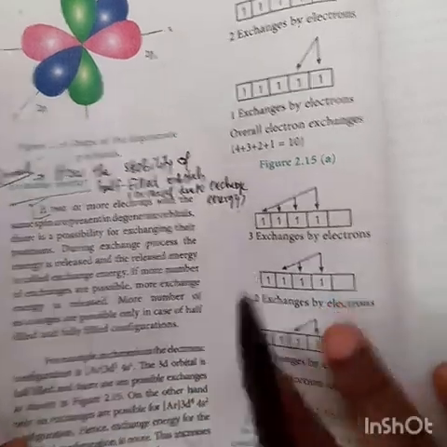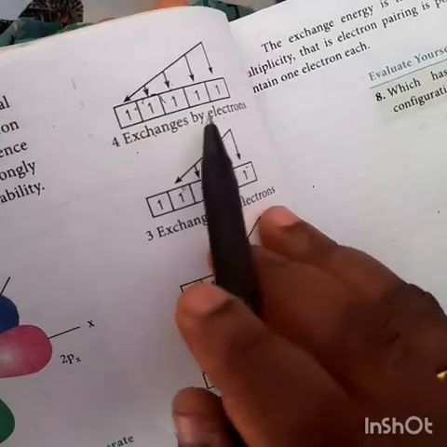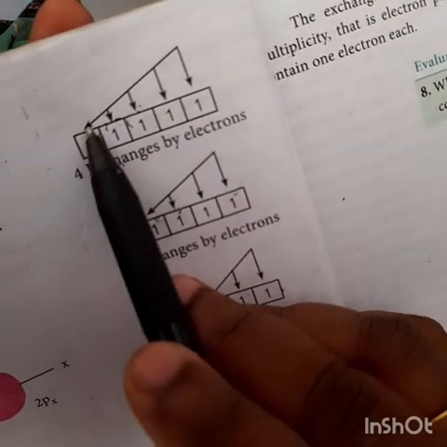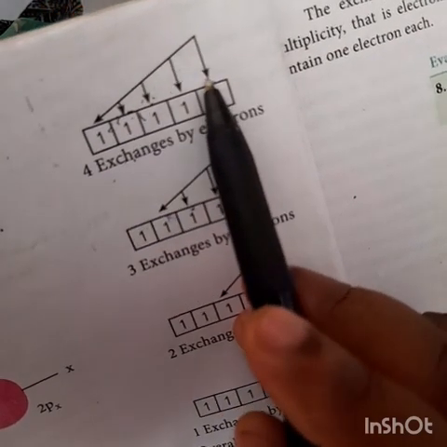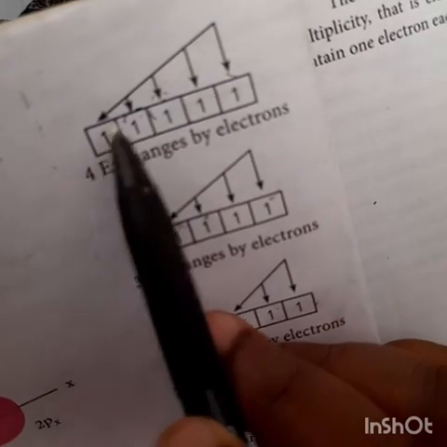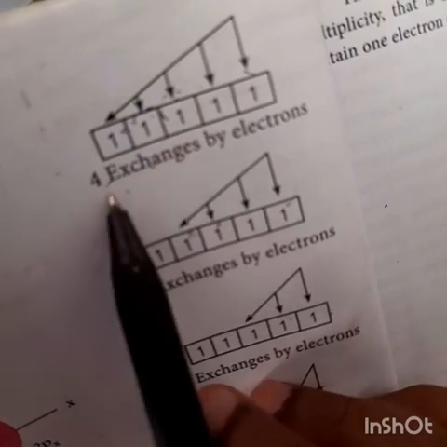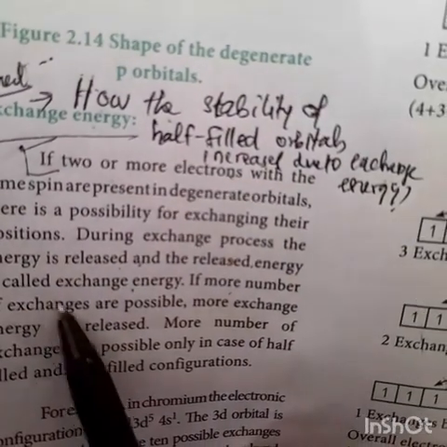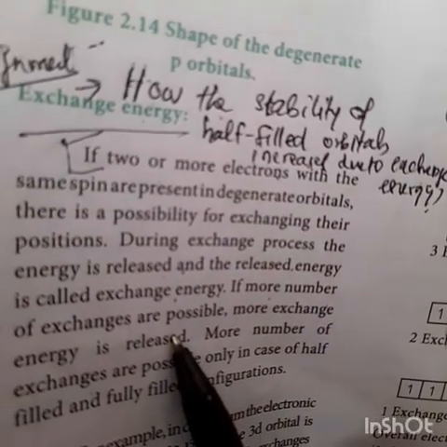Okay, listen here, these are the 4d orbitals. This is a half-filled orbital, you know. Here, how many exchanges are possible? This electron can exchange here, here, here, here. Okay, 4 exchanges. For this electron, it can exchange to 4 positions. Due to the exchanges, the energy will be released. If more exchanges are possible, more exchange energy is released.